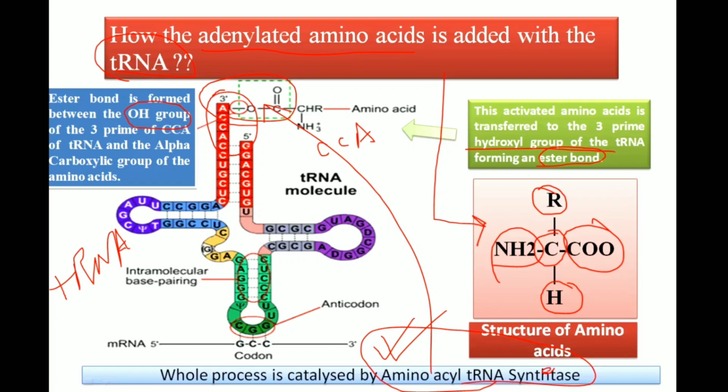So I hope this video lecture is understood by you, and in the next video I will come with the initiation complex formation and how the initiation takes place, and finally we'll go with the elongation and termination of translation in prokaryotes.